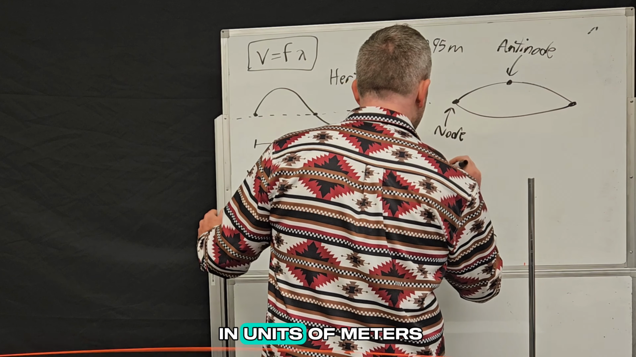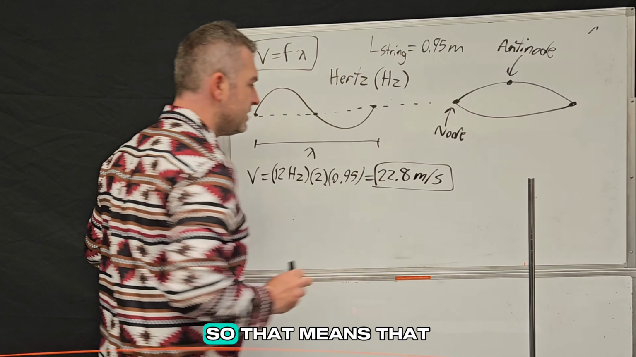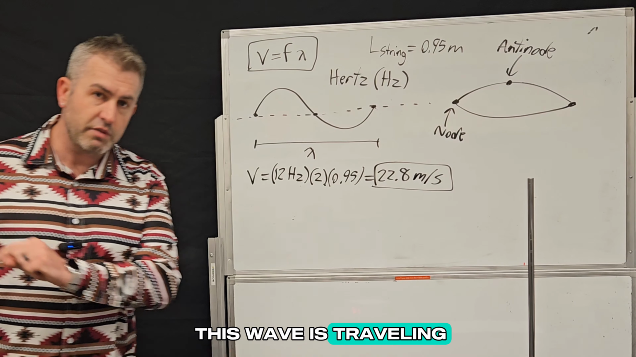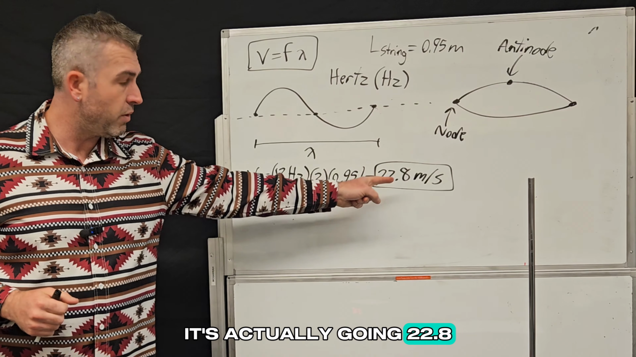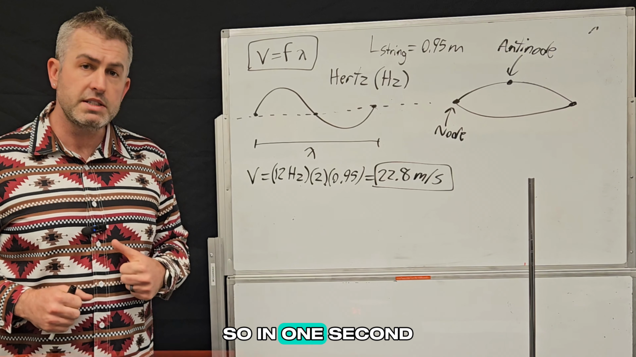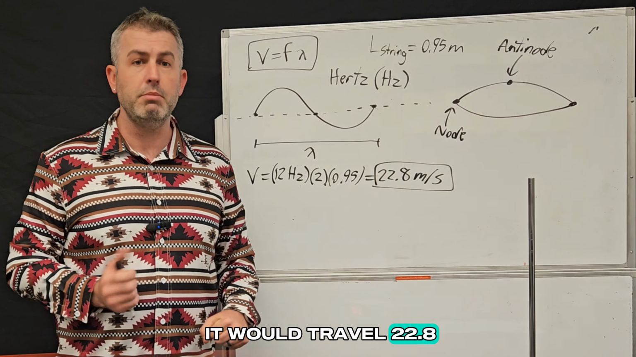And this comes out in units of meters per second. So that means that this wave is traveling really fast. It's actually going 22.8 meters per second. So in 1 second, it would travel 22.8 meters.